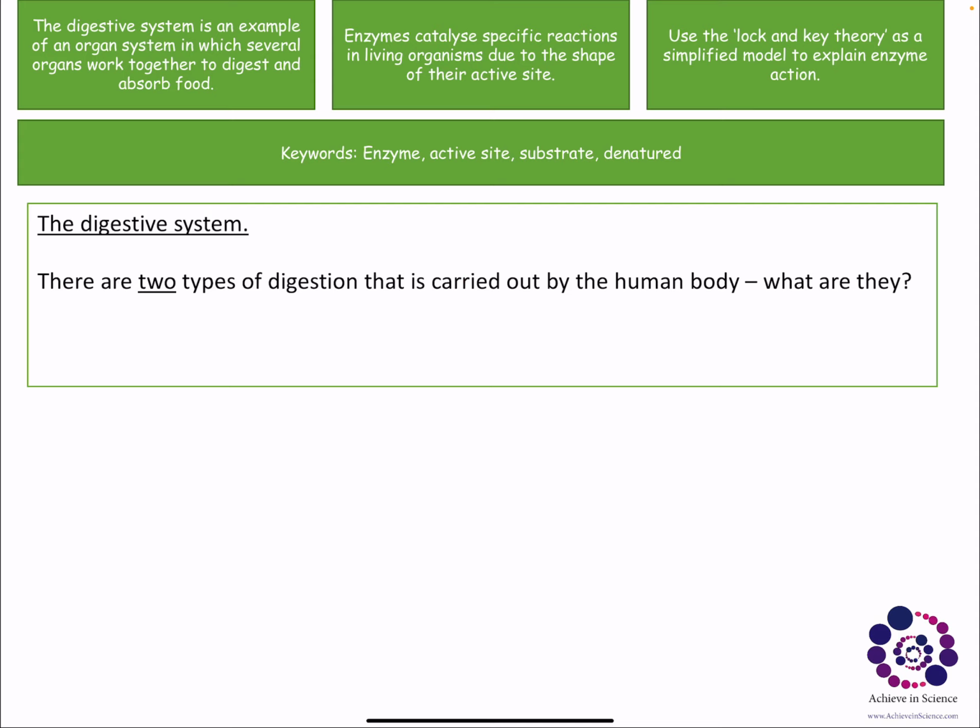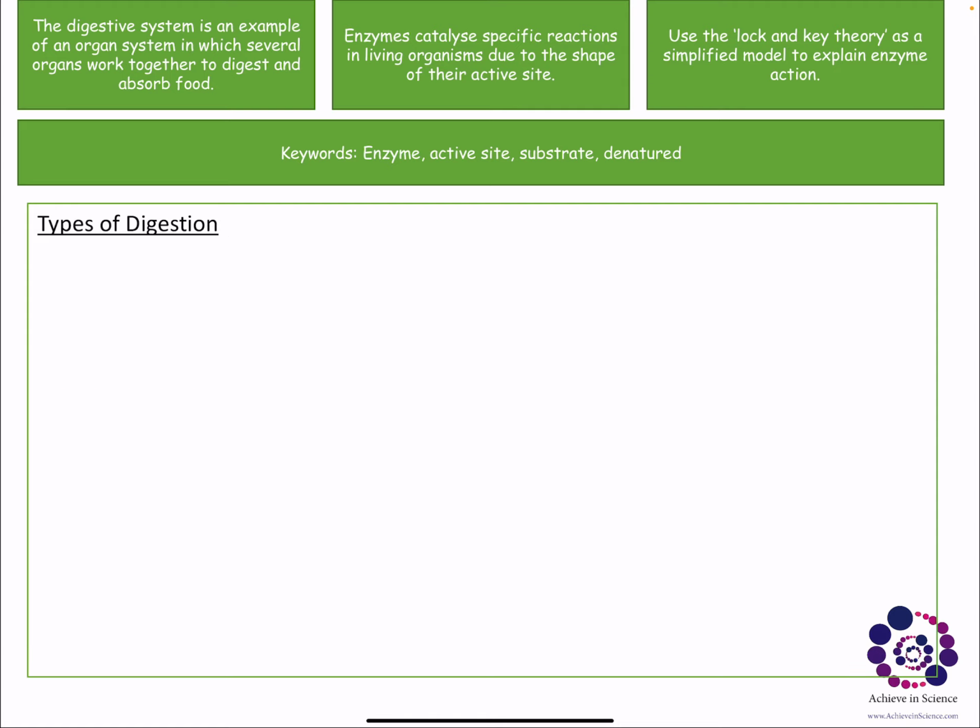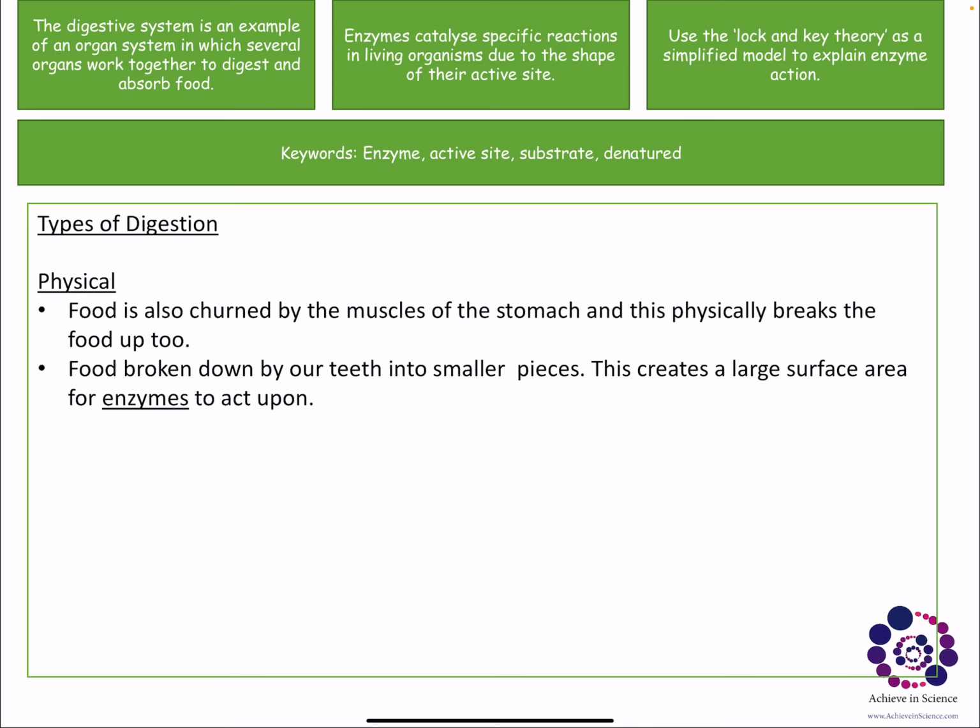There are two types of digestion that are carried out by the human body. What are they? Let's see if you can write down the two types. Okay, let's have a look. So, physical digestion. This is where the food is churned by the muscles of the stomach, and this physically breaks the food up too. And then food is broken down by our teeth into smaller pieces. This creates a large surface area for the enzymes to act on.